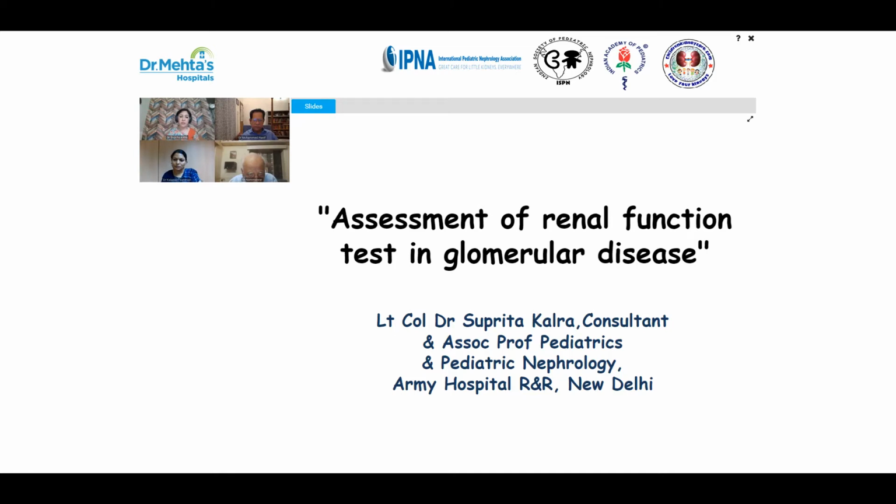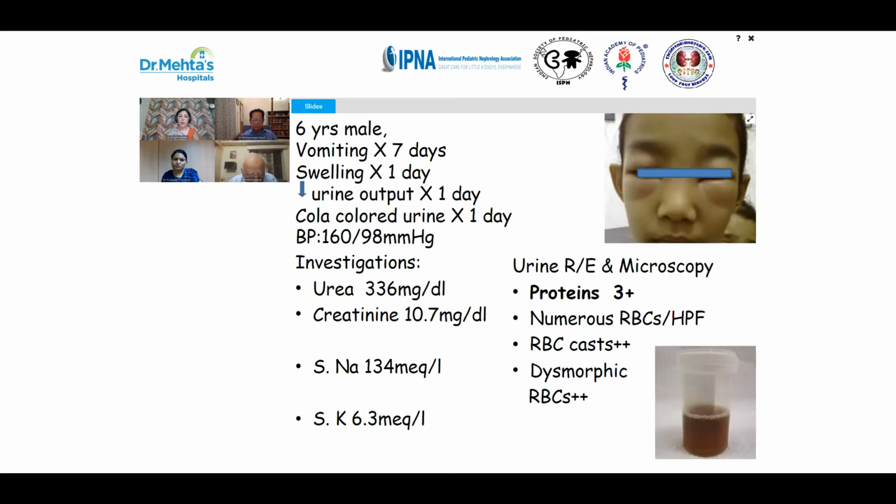So let us look at this case scenario first. This is a 6-year-old boy who came with vomiting for 7 days, swelling all over the body which started on the face, and decreased urine output. The mother gave a history of cola-colored urine, as in this bottle, for the last 1 day. On examination, his blood pressure was very high, 160/92. He had stage 2 hypertension.